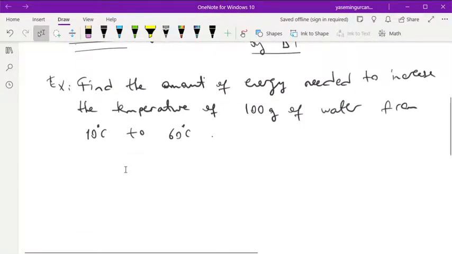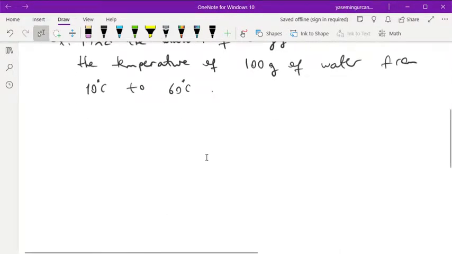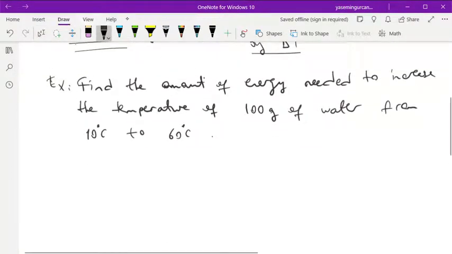So let's solve one simple problem about water itself without any phase change yet. If you want to find the amount of energy needed to increase the temperature of 100 gram of water from 10 degrees Celsius to 60 degrees Celsius, again, the formula that was given was mc delta T, and from 10 degree to 60 degree, there is no phase change, so you can use this formula directly. Let me show the question here. So Q, the total heat you will need, is mc delta T. m is given as 100 gram.